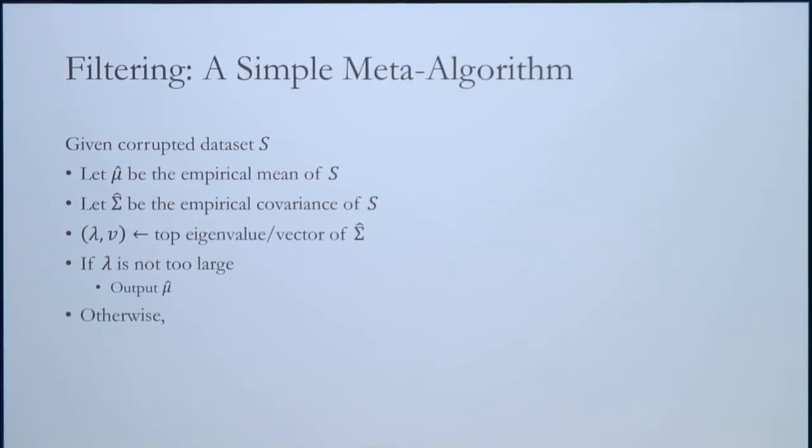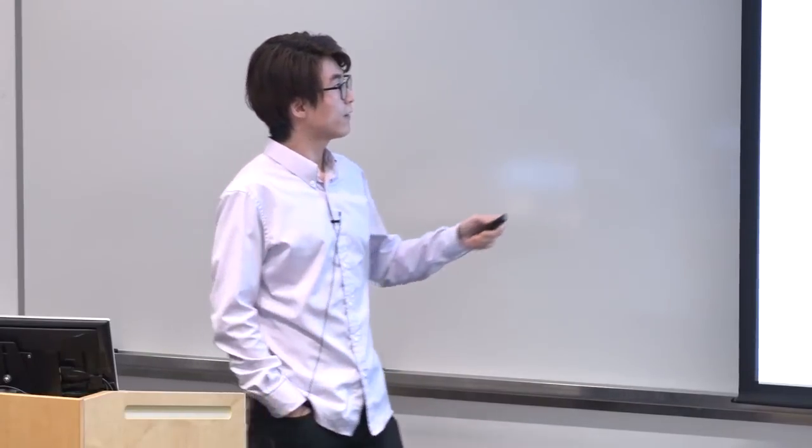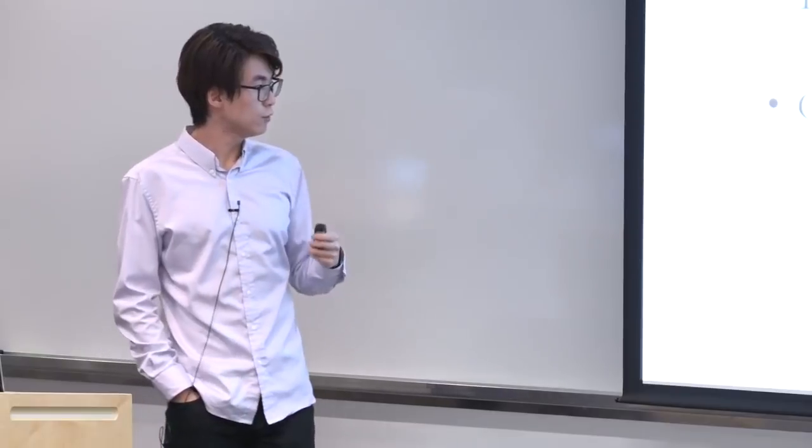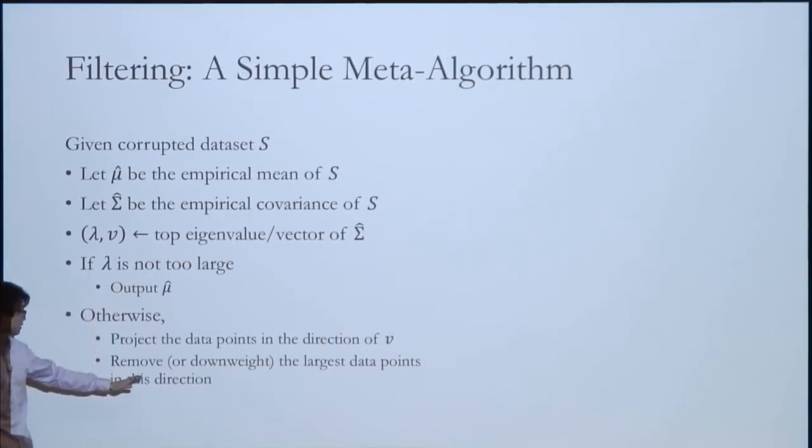Otherwise, I know that the bad points must be causing the top eigenvalue to be large. They must be the ones dominating this direction, which means that if I look in the direction of v and I project everything onto this direction, and if I'm sufficiently careful, I can somehow remove or downweight the largest data points in this direction. In general, to instantiate this for an actual class, I need to tell you what it means to be not too large, and I need to tell you how to remove these data points. But this is more or less everything that we ever do.